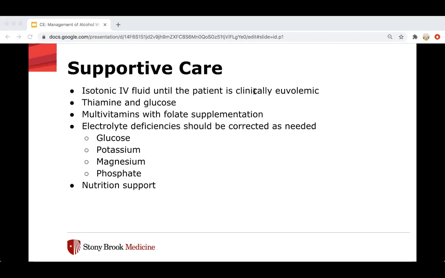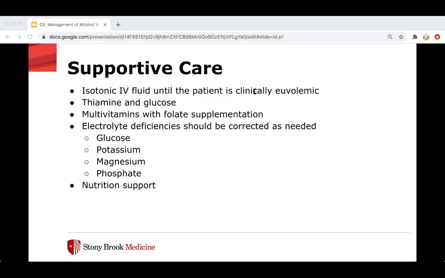We're also going to give thiamine and glucose, and this is to prevent or treat Wernicke encephalopathy, which I'll dive into a little later when I go over the complications. We're going to also give multivitamins and folate. So again, these patients are usually malnourished when they are presenting. Any electrolyte deficiency should be corrected as needed, and then nutrition support.